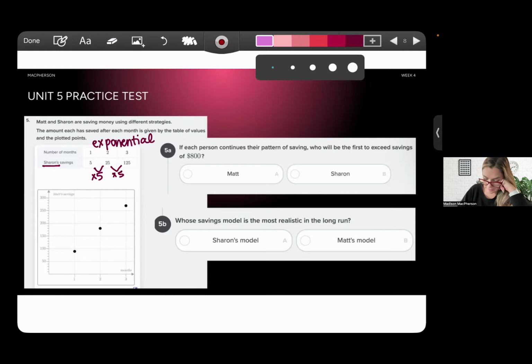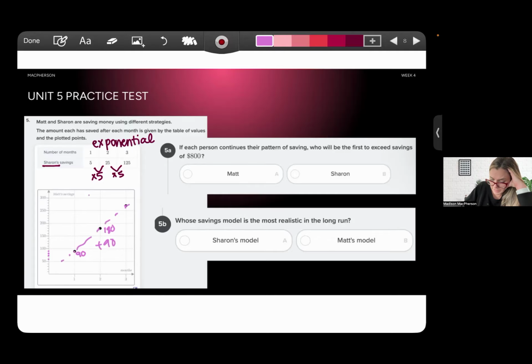Now, Matt's savings, he's increasing by a solid amount each time. I don't know exactly what it is because 60, 70, 80, 90. Okay, so he's at $90 here. And then here it looks like he's at maybe 180. So maybe he's increasing by $90 each time. Anyways, this one is a straight line, so that tells me it is linear growth.